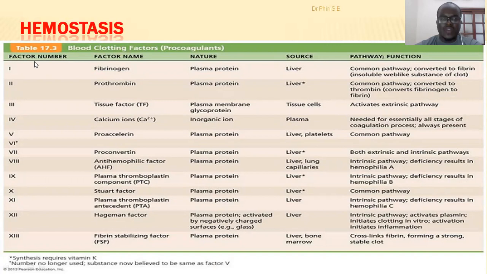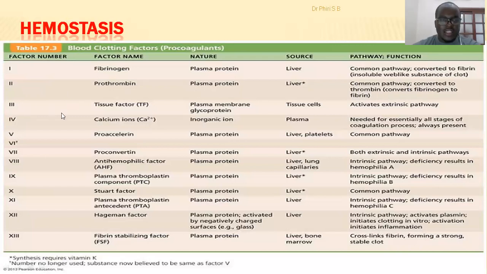So factor one is fibrinogen, and this fibrinogen is a plasma protein that is produced by the liver. And it's involved in the common pathway. It will be converted to fibrin, and this fibrin is the insoluble web-like substance of the clot. So it's the one that will form the fibrin fibers that make that web-like structure around the clot. Then you have factor two, prothrombin, which is a plasma protein that is also produced by the liver. Where you have a star here, it means it requires vitamin K. So these factors that are produced by the liver with a star, their production requires vitamin K. So if you have vitamin K deficiency, you can't produce factor two, you can't produce prothrombin, because it requires vitamin K. It's involved in the common pathway, converted to thrombin, and thrombin is the one that will convert fibrinogen to fibrin.